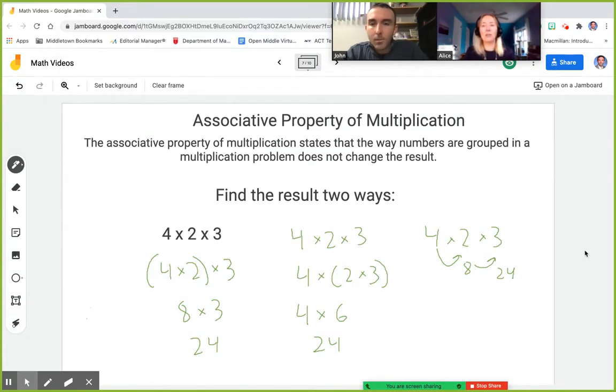You know what this reminds me of? It reminds me of when you calculate volume and you multiply length times width times height. No matter what you do, the volume is the same. So that's kind of a real world example of the associative property.